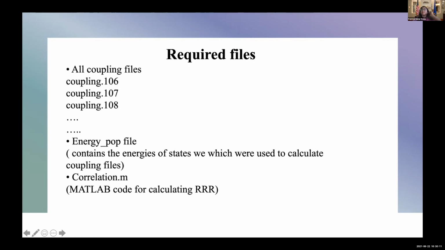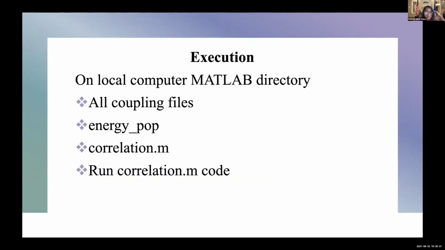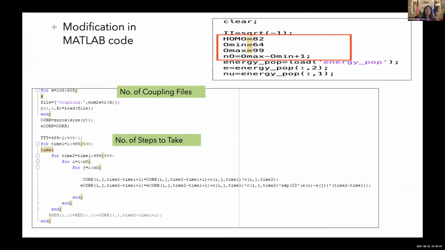If anyone is confused about the energy profile, they can look at the input overlay file, and that will be helpful for our calculation. This correlation Matlab code was provided by the professor. This one is the HOMO for my model, this one is the maximum state of that model, state 99, and this one is the minimum state of that model.